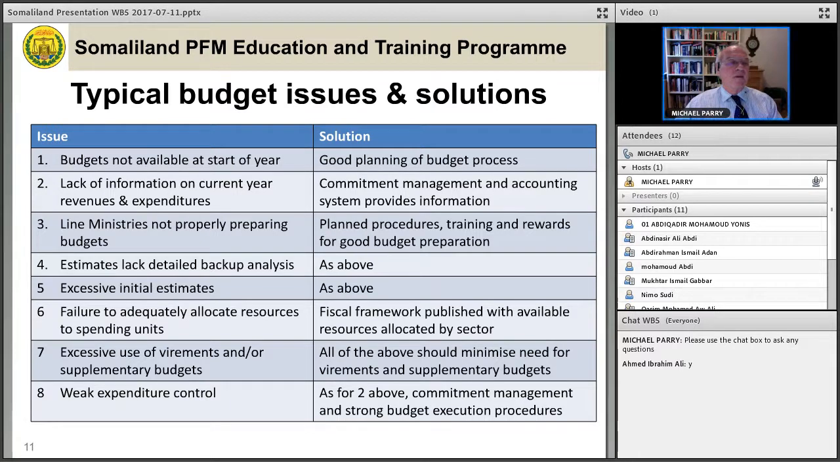Lack of information on current revenues and expenditures. What you do need when you're preparing the budget is to know how you're progressing with the current year's budget. Obviously, if you start preparing the budget now in July, you won't know the outcome for the year, but you should have information on what's happened for the first six months of the year. You should have up-to-date information on where you've got to. You should know the commitments that have been made, so you should be able to make a good forecast of where you're going to be at the end of 2017. And that information should be available to line ministries now.